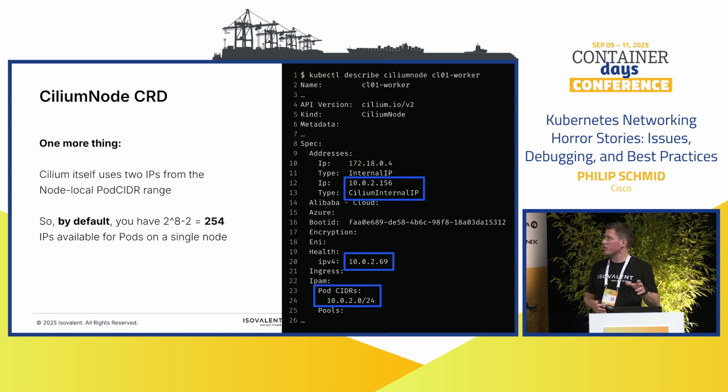Now, I would like to share a bit more insight into the Cilium node custom resource definition, as it's a pretty essential one for Cilium, not only for pod IP assignments, but also for other things, as for example, the health endpoint, as we see there on line 20, and also the Cilium internal IP. And both of those IPs are also taken from within this /24 range that is assigned to each node, which essentially results in 2 IPs less that we can actually use for pod IP addresses.